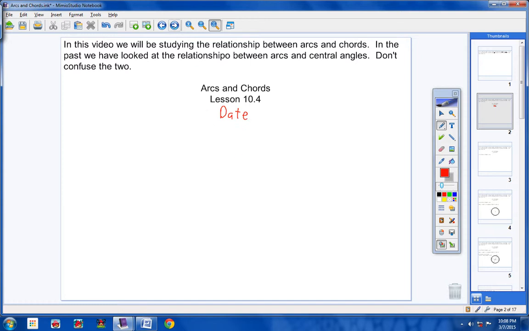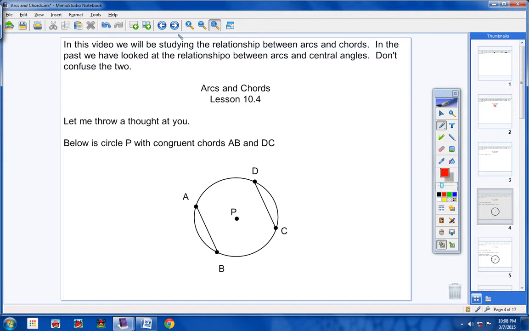Alright, let's continue on. Now, take really good notes. Let me throw a thought at you, okay? Take some good notes. First of all, I want you to draw a circle P. So go ahead and draw a circle and call it circle P. Then I want you to draw two chords. Make sure they're congruent, okay?